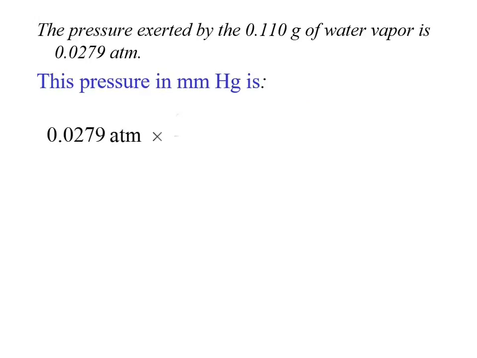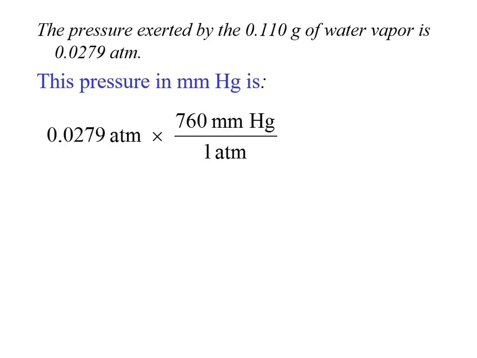So I'm going to go ahead and convert atmospheres to millimeters of mercury so I can compare it with the table. If I remember, 1 atmosphere is exactly equal to 760 millimeters of mercury. So if I start with 0.0279 atmospheres over 1, and I put 760 millimeters of mercury over 1 atmosphere, units of atmosphere will cancel. I'm left with units of millimeters of mercury.